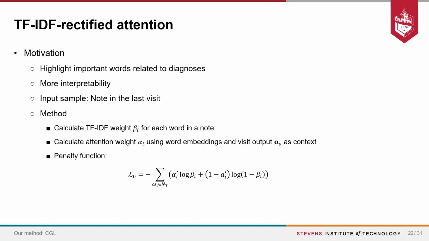Firstly, we calculate a TF-IDF weight beta for each word in the note. Then we calculate attention weight alpha for each word using word embeddings and visit output OV as context. Finally, we designed the following penalty function to let TF-IDF weights guide the attention weight so that important words can be simultaneously detected by TF-IDF weight and attention method.